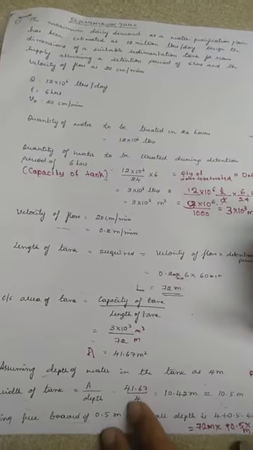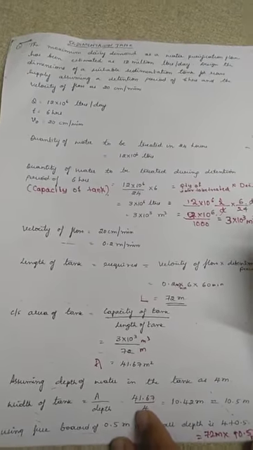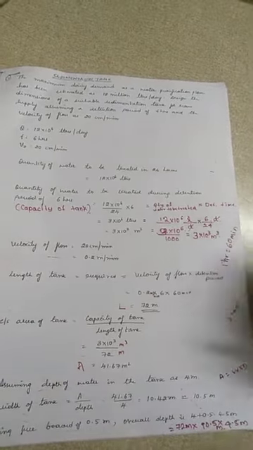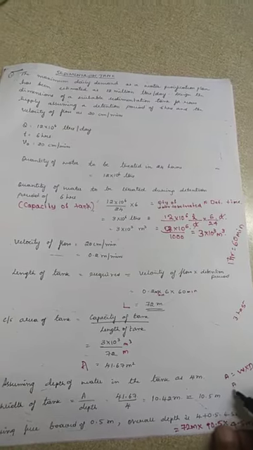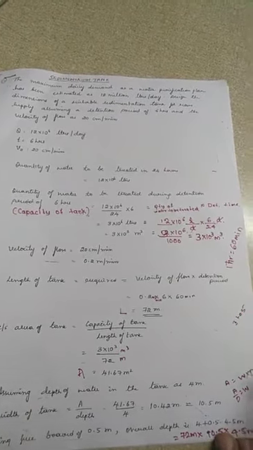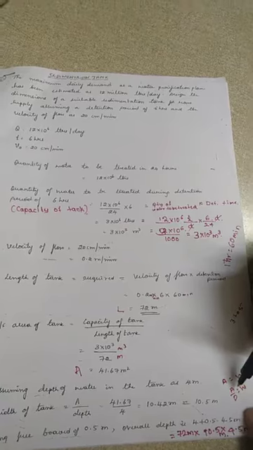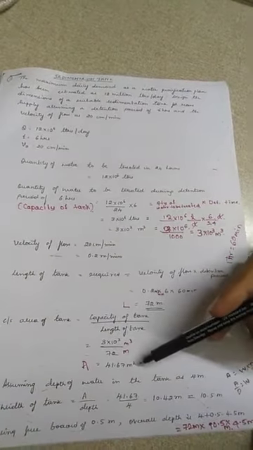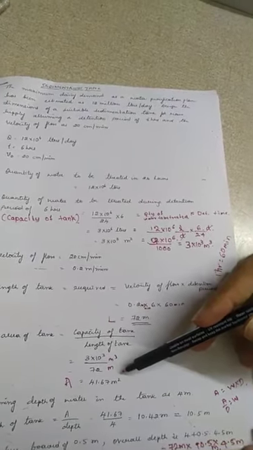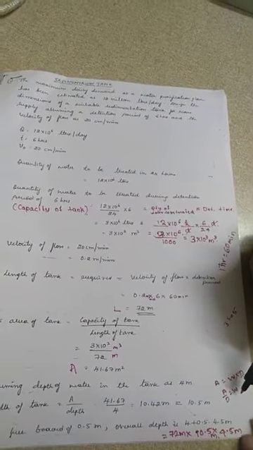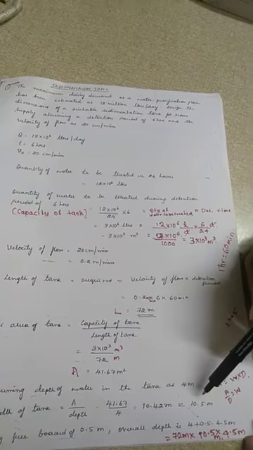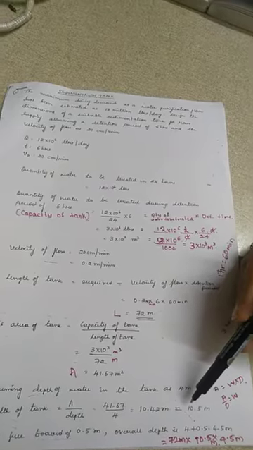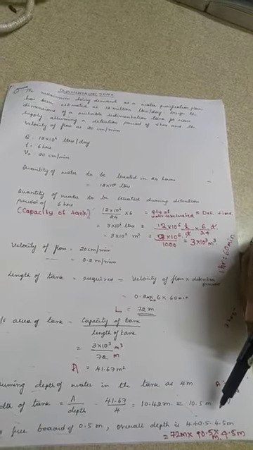So we have got the area, and we have assumed the depth as 4 meters. So we are going to get A by D is equal to W. A by D, where A is area and D is depth, we are going to get the width. We have already found the cross-sectional area, that is 41.67 meter square, divided by depth, how much? We have assumed it as 4 meters. So we are going to get 10.42 meter. So we will bring it up to 10.5 meter.